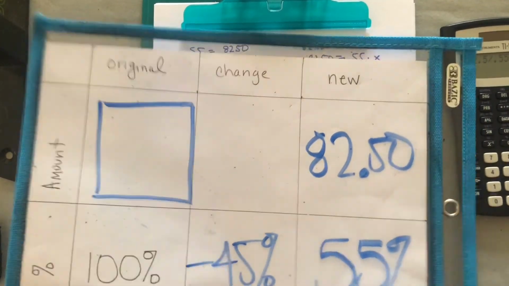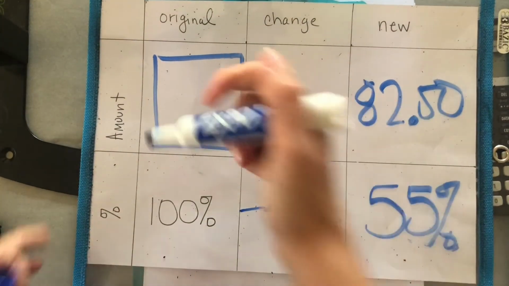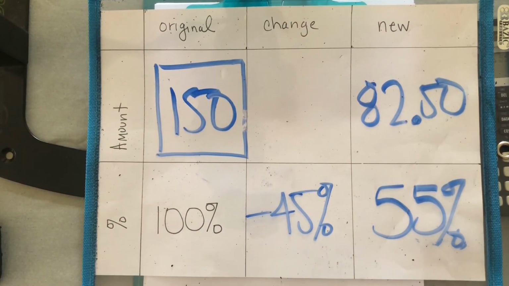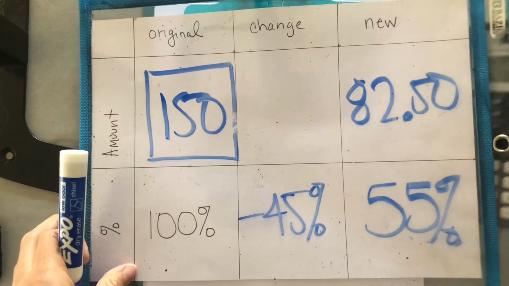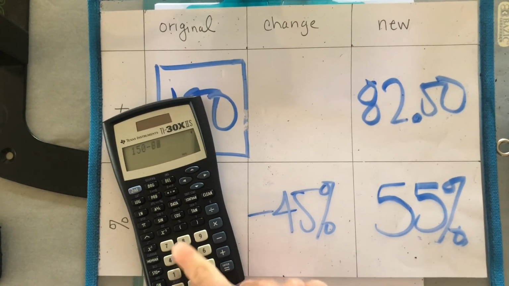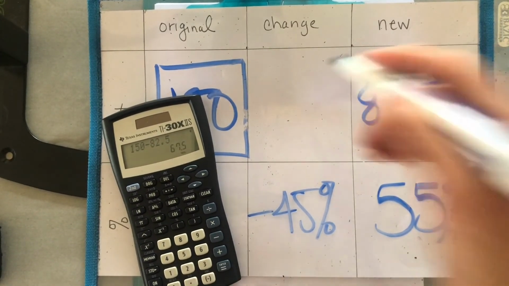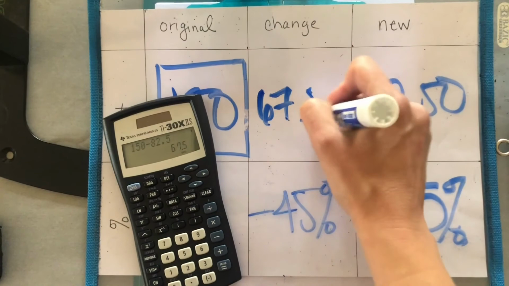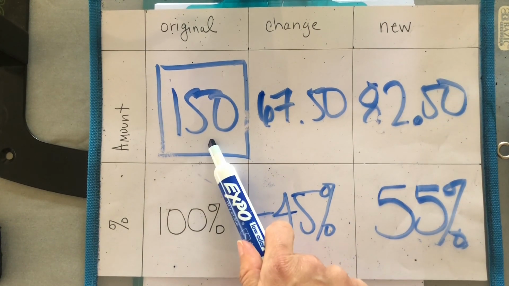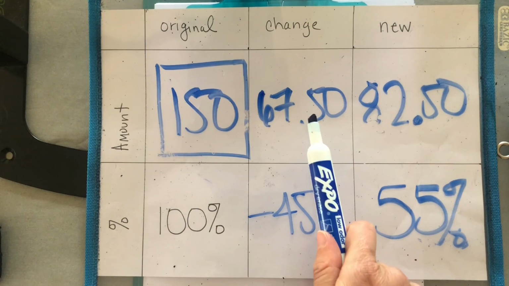So that means that my original amount is 150. Now that I know that, I can calculate the amount of change by simply subtracting 150 minus 82.50 to see how much money I spent. So that would be 67.50. And to double check, I could calculate 45% of 150 and make sure that I get 67.50.